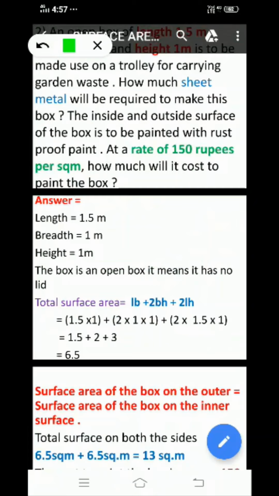Now you have to simply do the addition. When you are doing addition of the decimal, see here 1.5, 2, and here 3.0. Then you have to find out the answer. This precaution you compulsorily have to take, otherwise you will get the wrong answer. Surface area of the box on the outer surface and surface area of the box on the inner surface must be the same.